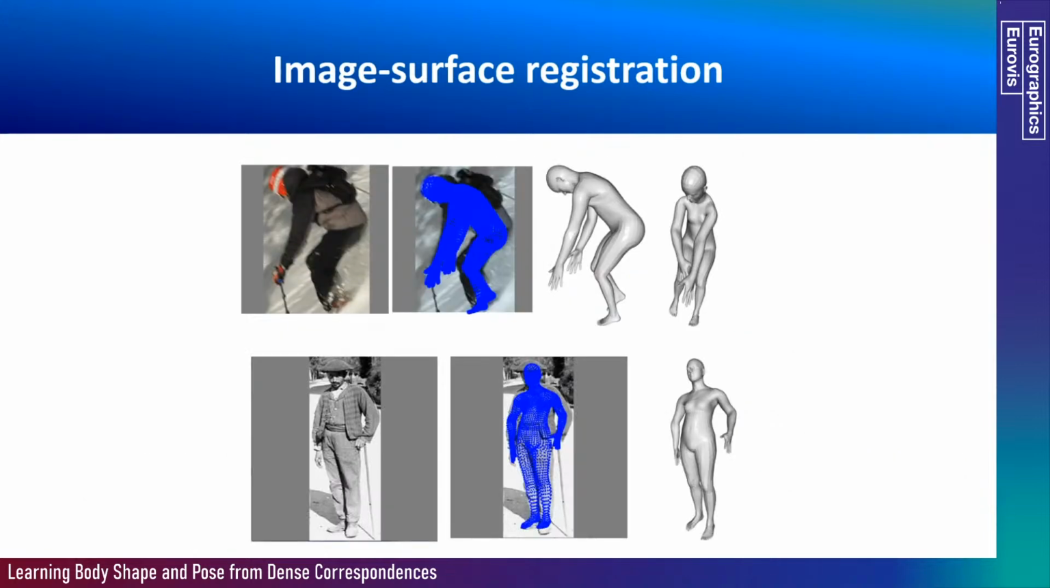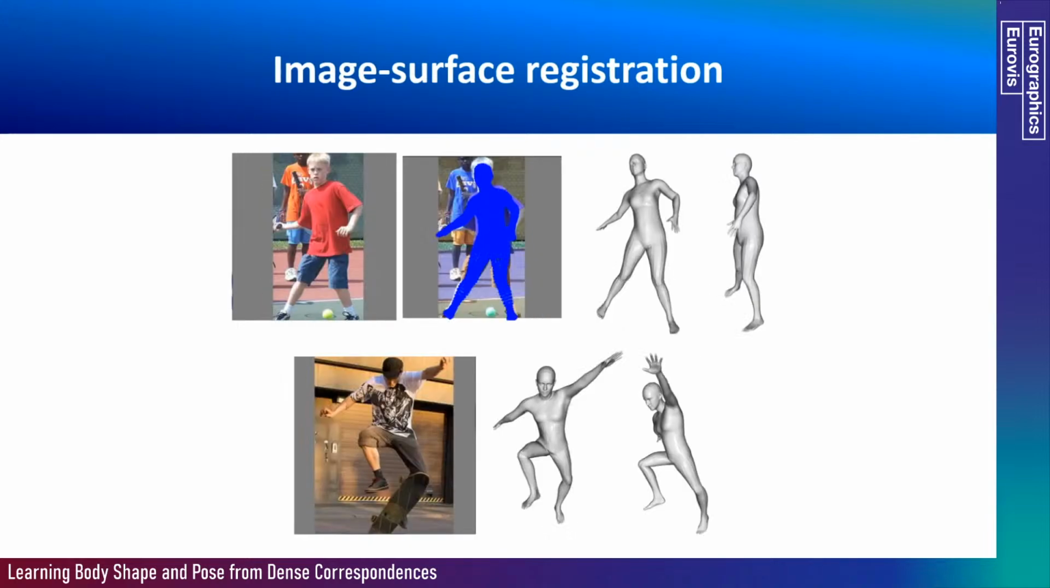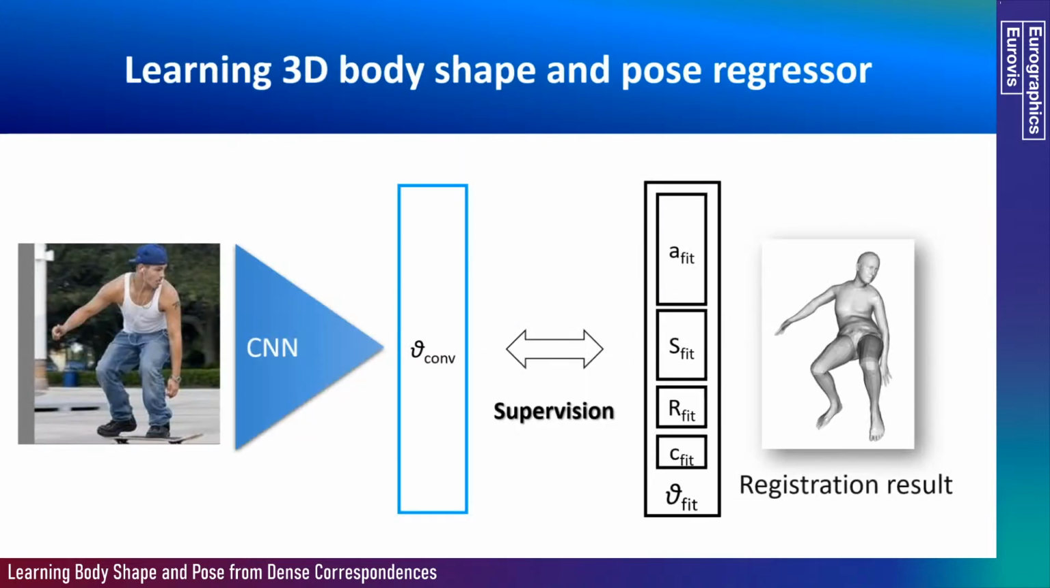These are some examples of image surface registration. As we can see, the human models are well aligned to images. Next, the neural network is trained using the reconstructed 3D humans. The body parameters, such as pose and shape obtained using deformable registration, are fed into deep learning as supervision.